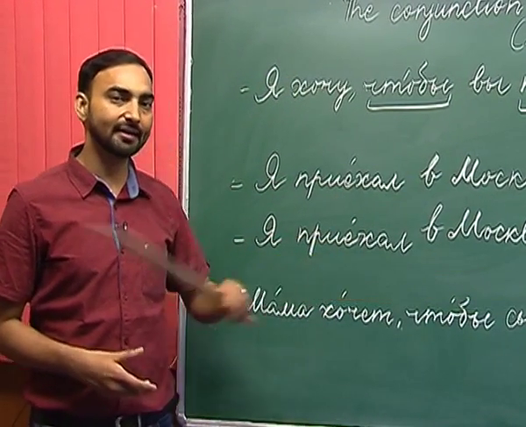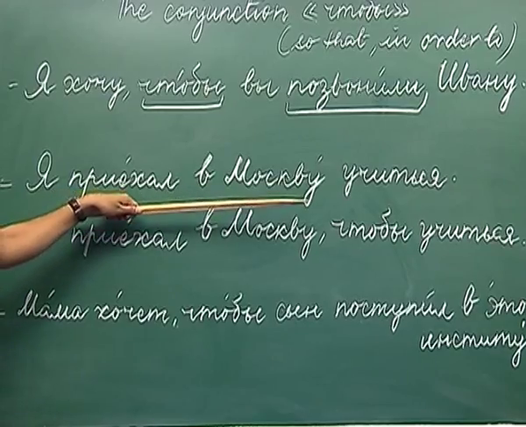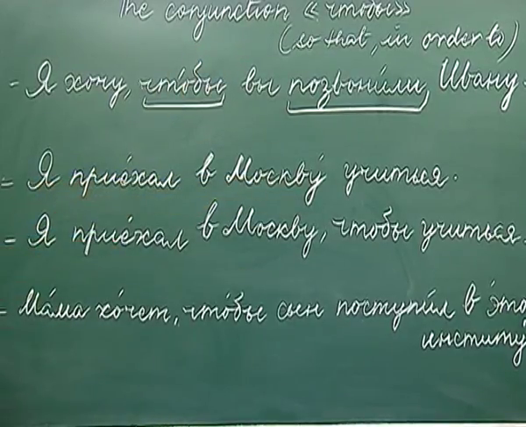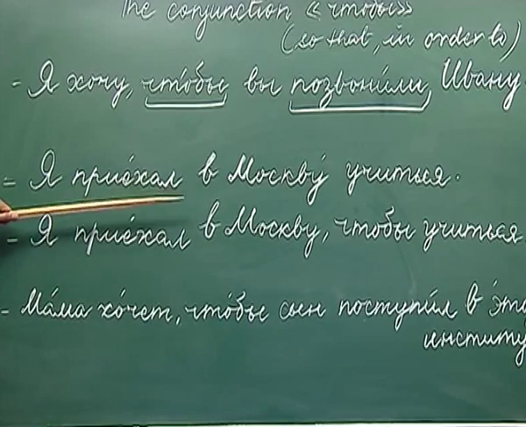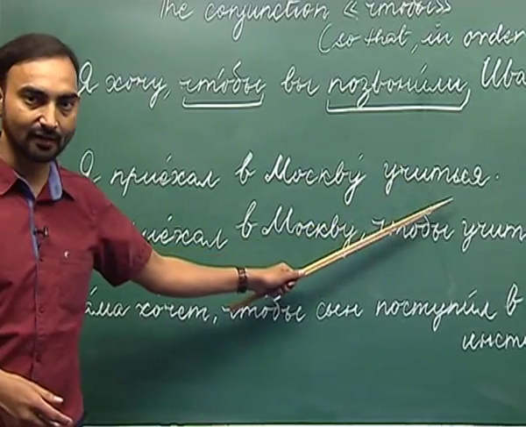Let us move on to the next example. Я приехал в Москву учиться. Here the sentence is without the conjunction shtoby. This is a simple sentence with compound predicate. As you can see, there are two verbs here, priechal and uchitsa.